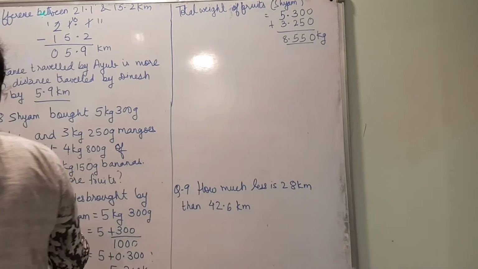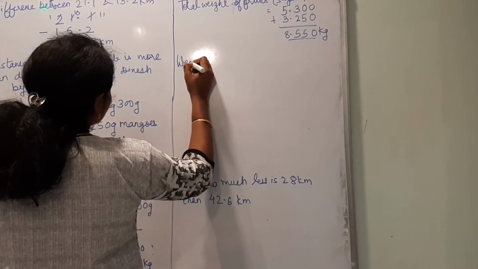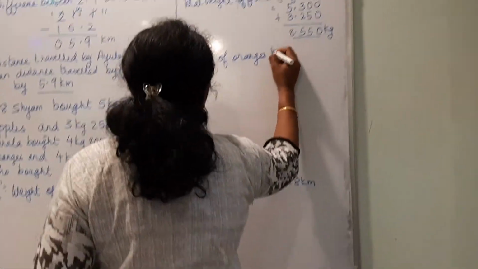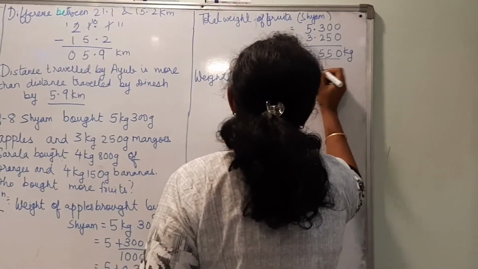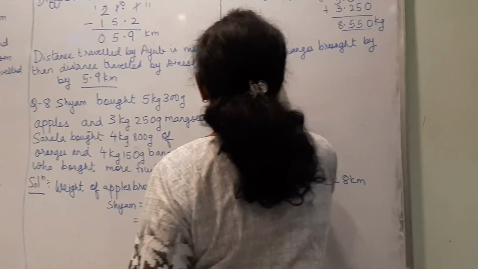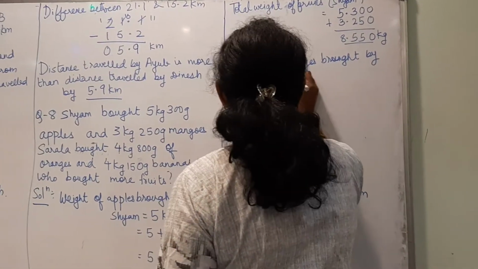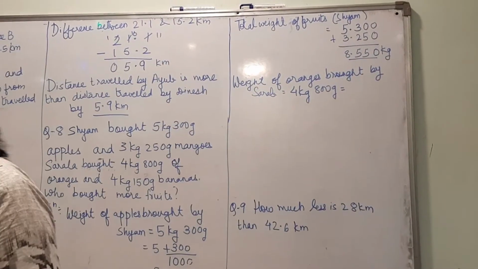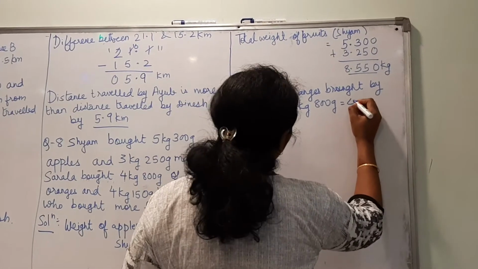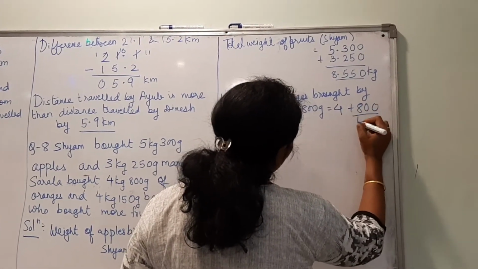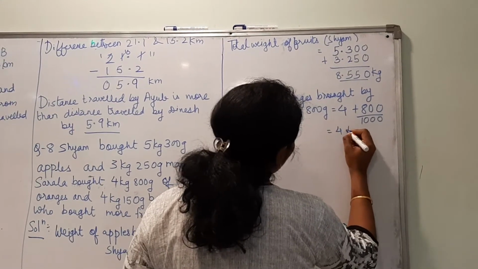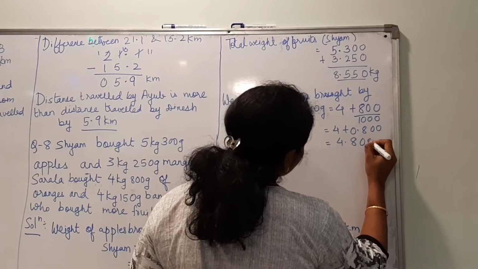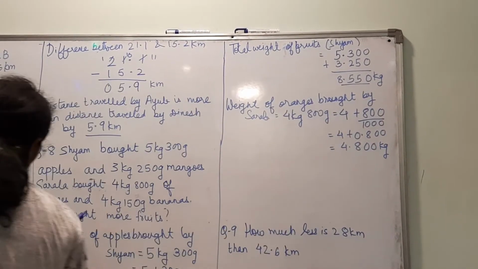Similarly, you have to find for Sarla. So weight of oranges brought by Sarla. How much is it? 4 kg 800 grams. Again, to convert grams to kg, I will divide by 1000. So 4 plus 800 by 1000. This is 4 plus 0.800. It is 4.800 kg.